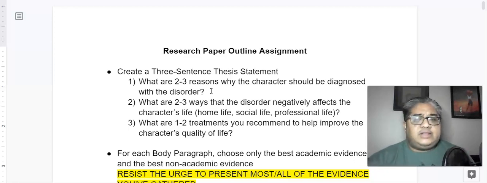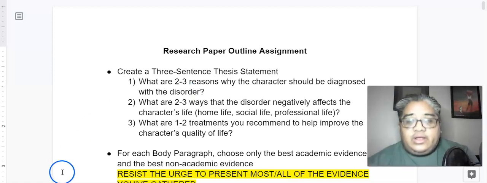And the treatments don't have to necessarily cure the disorder. In fact, a lot of the disorders that the class has been researching, there is no cure. But if there are any treatments, such as medication or therapy of some kind, that can help make the character's life a little bit better in terms of dealing with the disorder and the disorder's negative effects, those are the treatments that you want to really focus on for this research paper assignment, for that 3rd question.